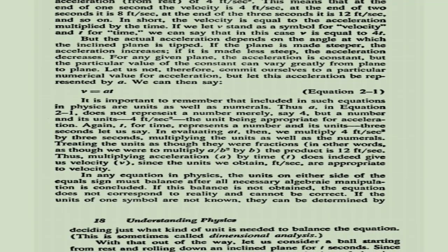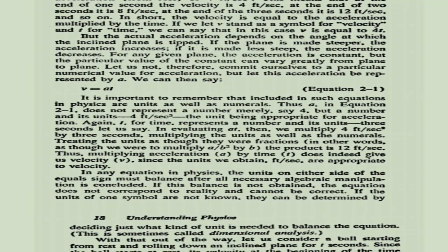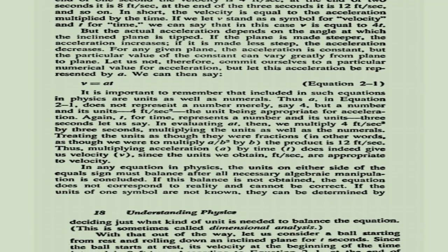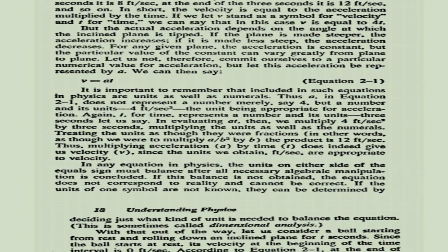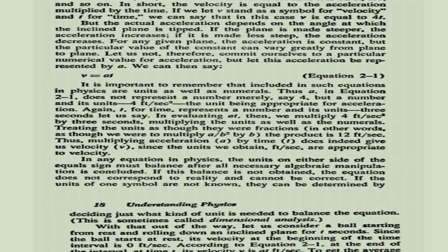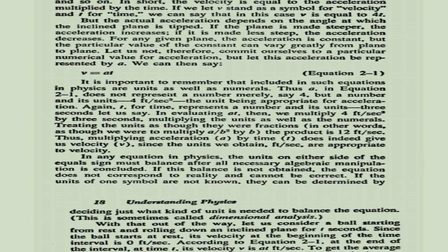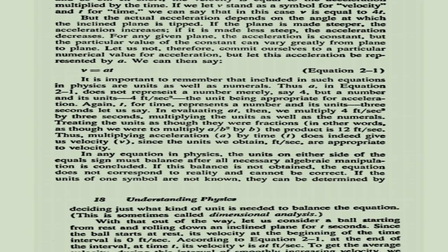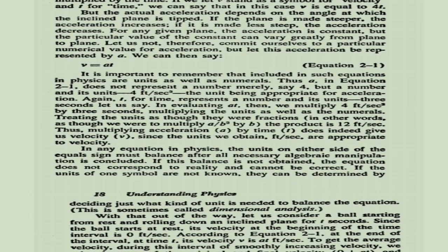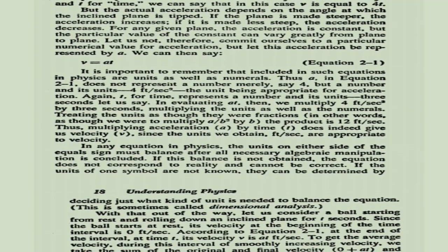The distance, d, traversed in that time must be the average velocity multiplied by the time, a per t divided by 2 times t. We therefore conclude that d equals a per t squared divided by 2. Equation 2.2.